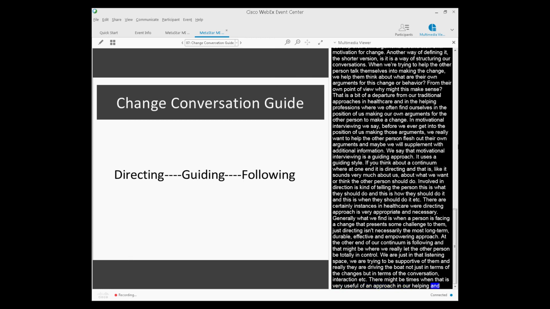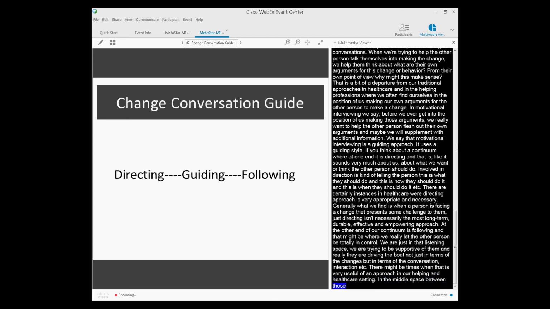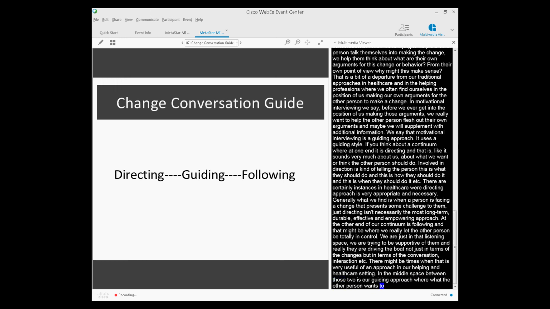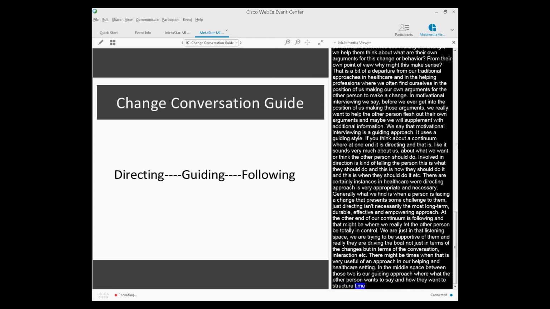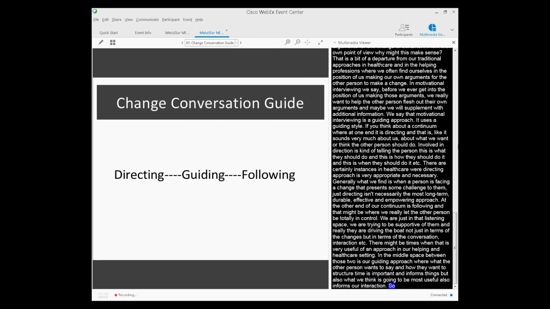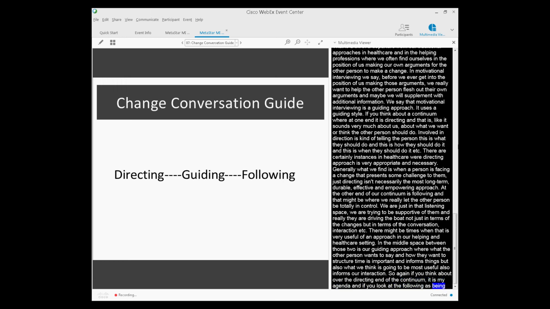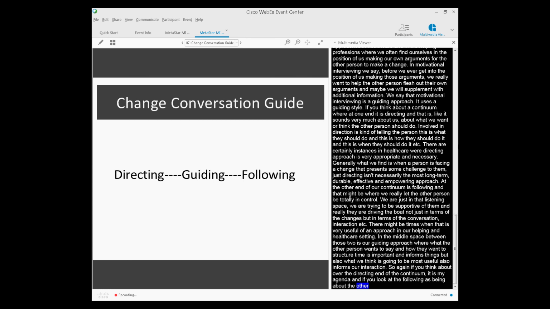And then in the middle space, between those two, is our guiding approach, where what the other person wants to say and how they want to structure our time is important and informs things, but also what we think is going to be most useful also informs our interaction. So again, if you think about the directing pole, it's my agenda. And if you look at the following pole as being about the other person's agenda, the guiding space is where both of those are really contributing to our time together and to our interaction.